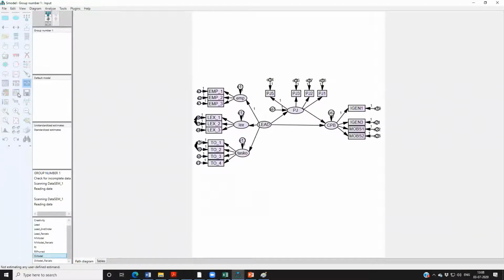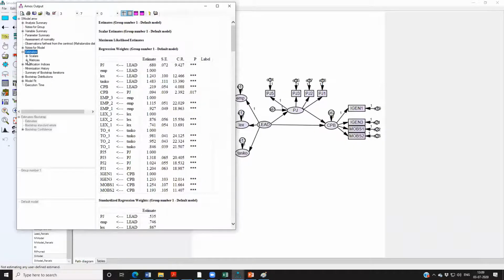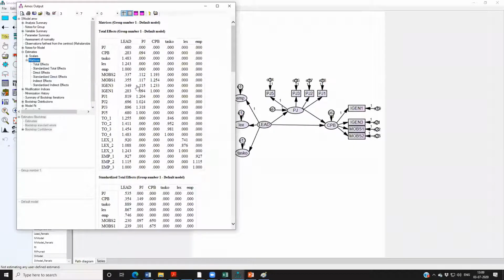get bootstrapping. And when you look at the result, you will get estimates and matrices. What are matrices? Matrices will tell you the total effect, the direct and the indirect. So when we do mediation, we look at the indirect effect, which is nothing but the product of the coefficient of this part and this part. So it is nothing but the product of two coefficients.